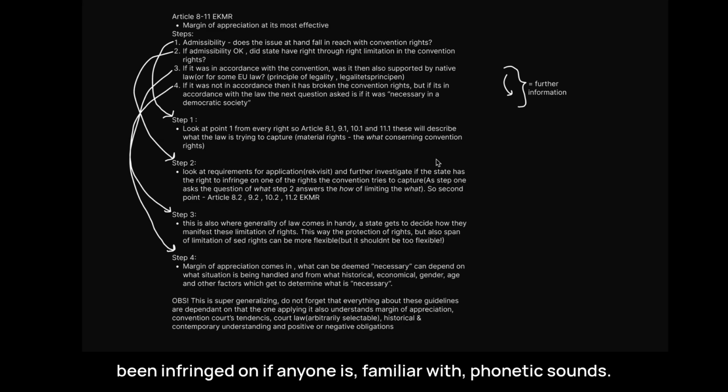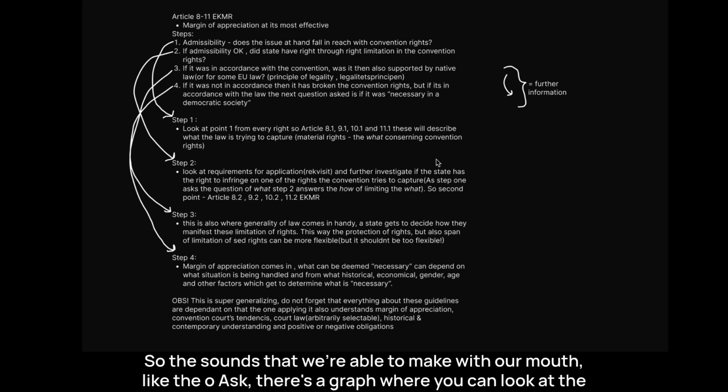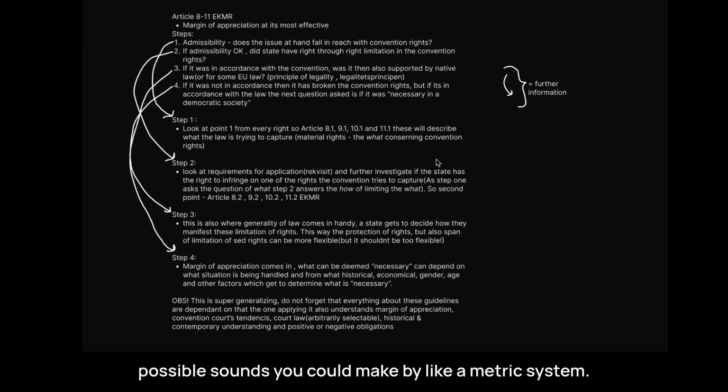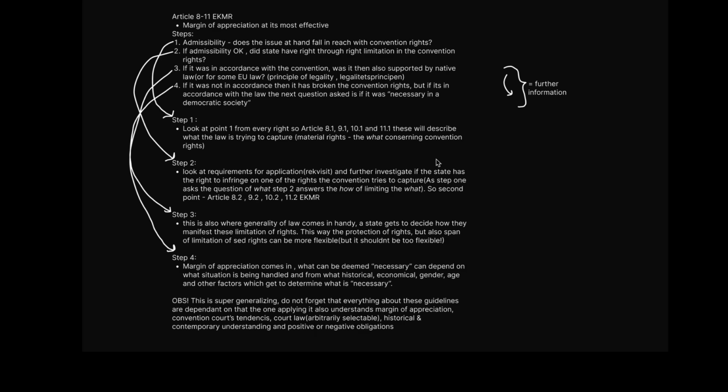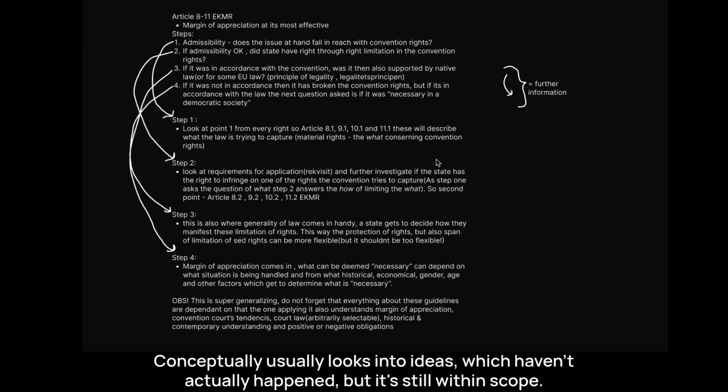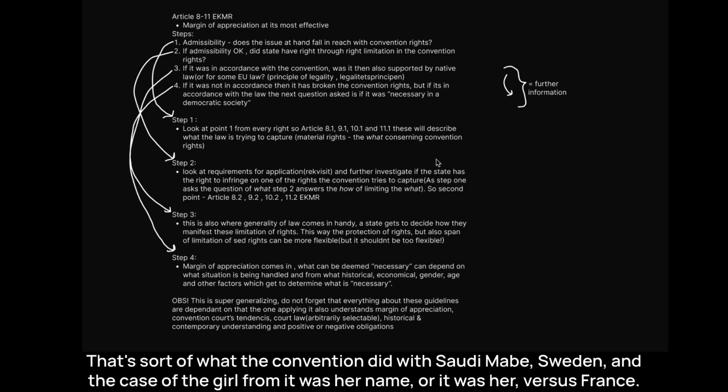If anyone is familiar with phonetic sounds, so the sounds that we're able to make with our mouth, like the O, A, S, T, there's a graph where you can look at the possible sounds you could make by like a metric system, and we haven't used all of them, right? You can look at it in that way, where most things, when put in conceptually, usually looks into ideas which haven't actually happened, but it's still within scope. That's sort of what the convention did with Söderman v.